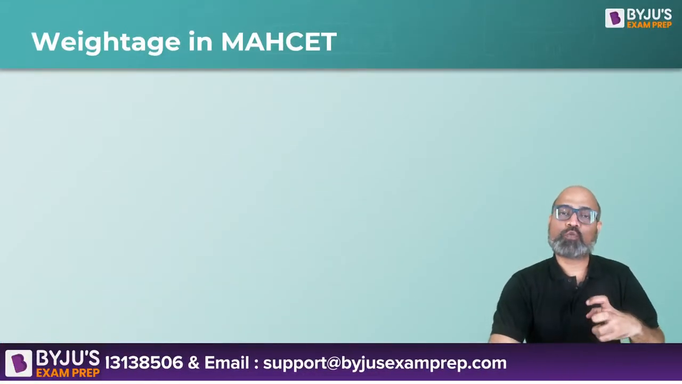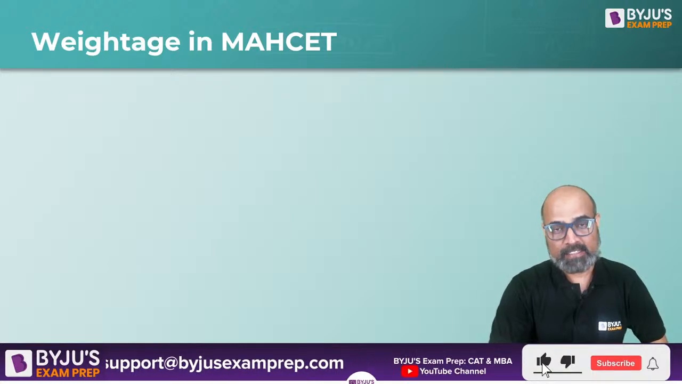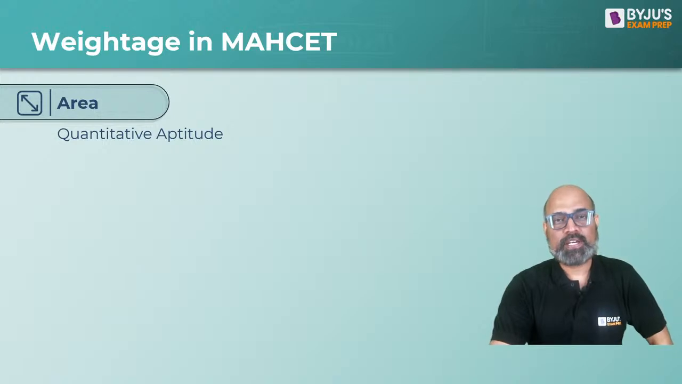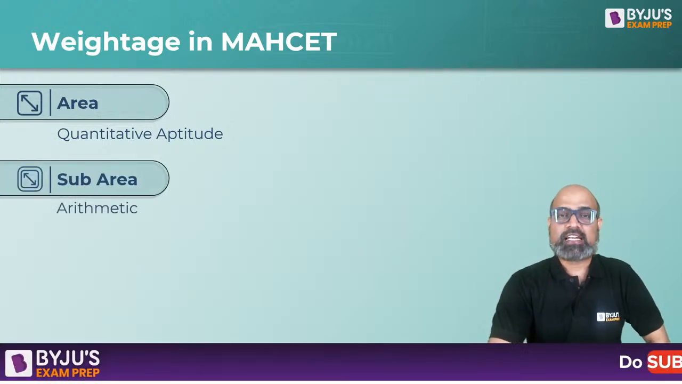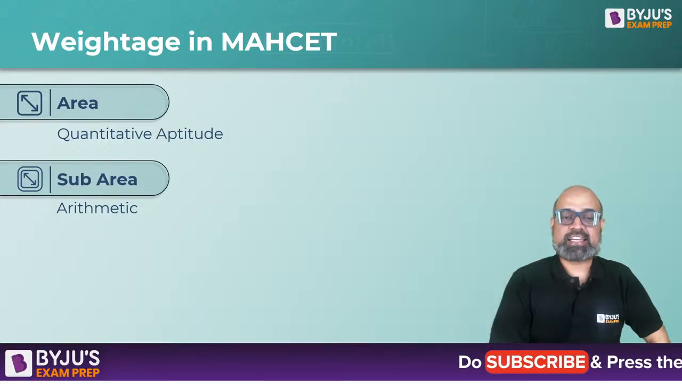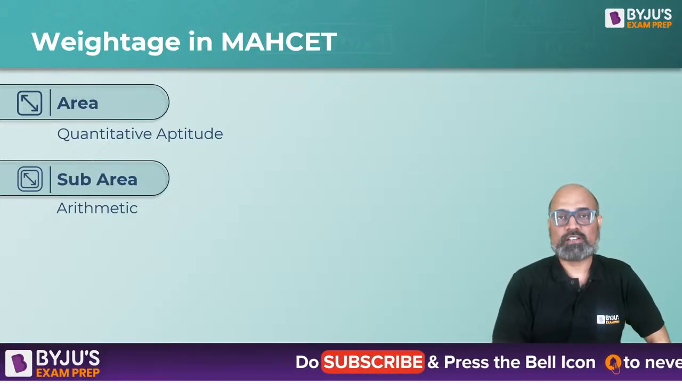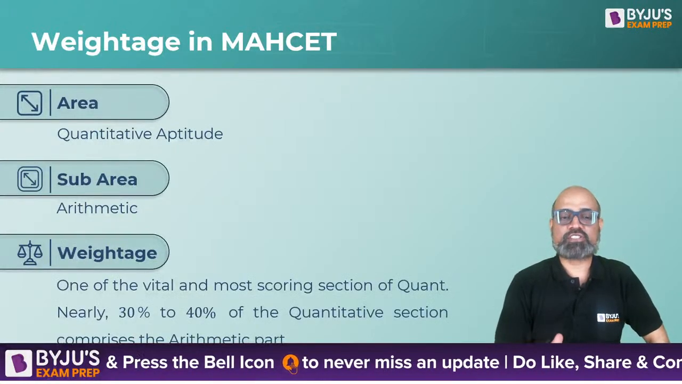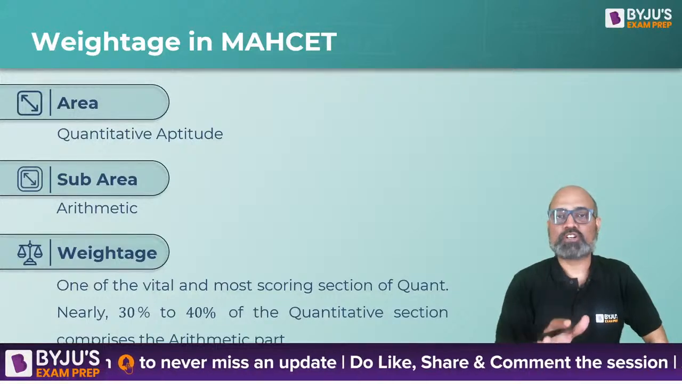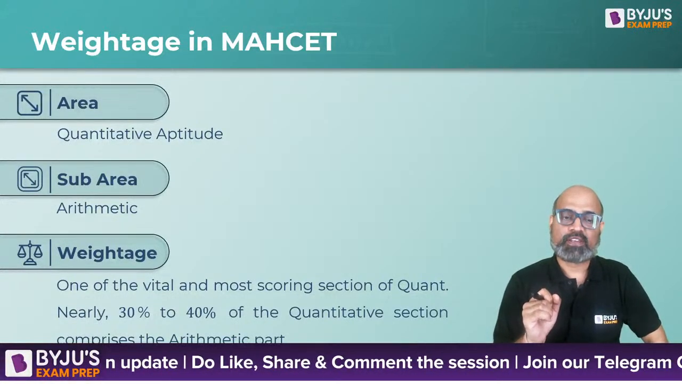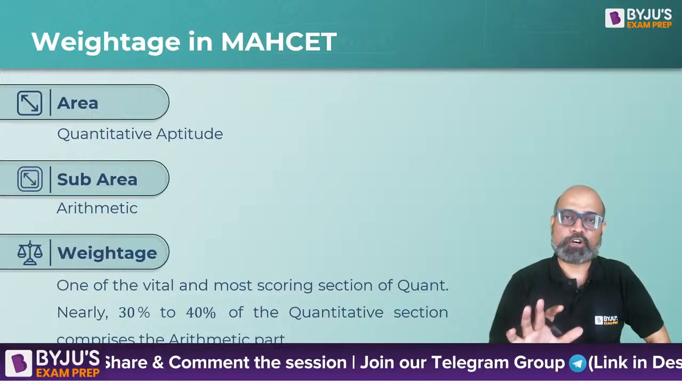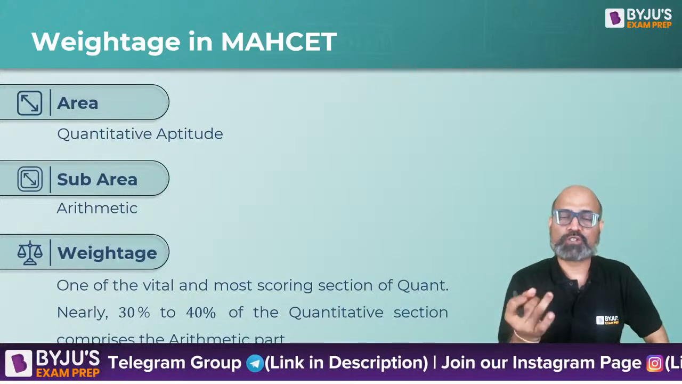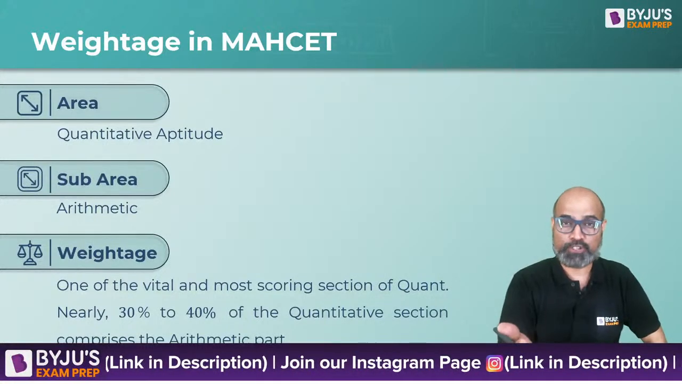So we are going to look at what is the weightage of arithmetic in MAH CET. It comes under the area which is quantitative aptitude, QA, the third section of your MAH CET. This sub area is under which we learned this, right? It's arithmetic. And the weightage of this is going to be nearly 30% to 40% of your quant section. So this is a very, very important topic, and you should be very quick with the calculations, the ratios, the averages, the percentages, the proportion.